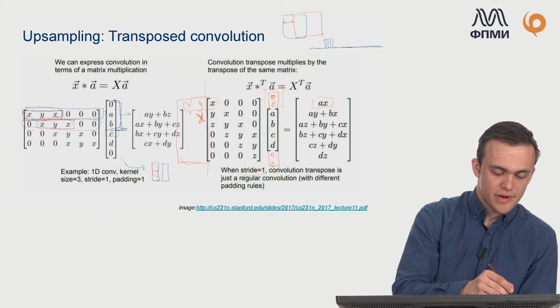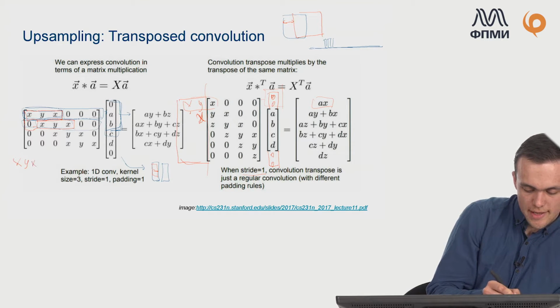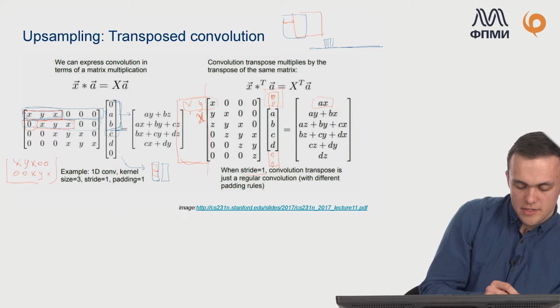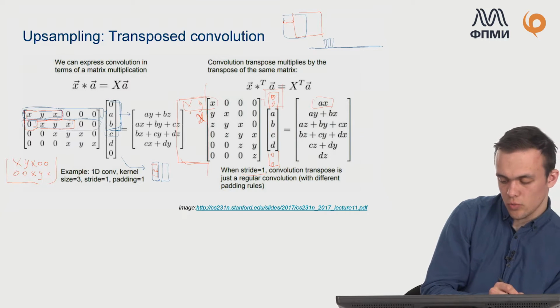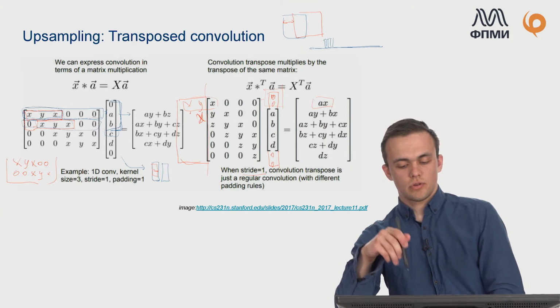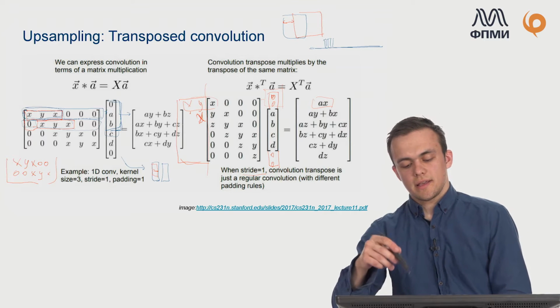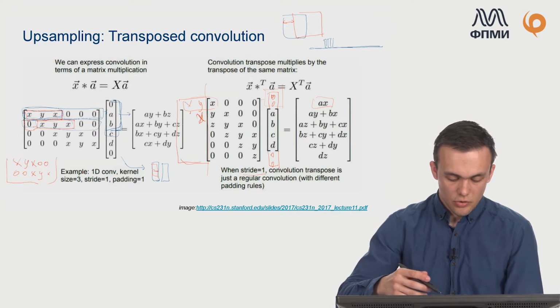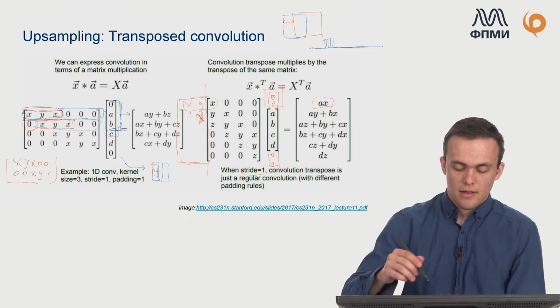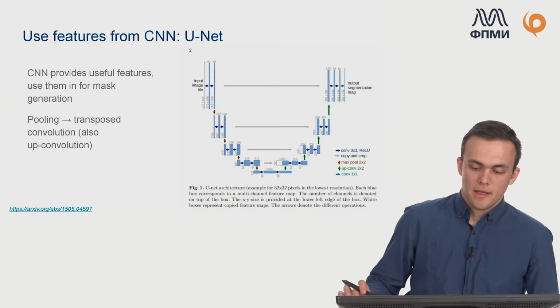For example, here the stride will be 1, and if we had this situation x y x and x y x, and here will be 2 zeros, then the stride will be 2. And the transposed version of convolution, the transposed version of this linear transformation, is analogous to convolution only when the stride equals 1. Otherwise, it's a bit more complicated.